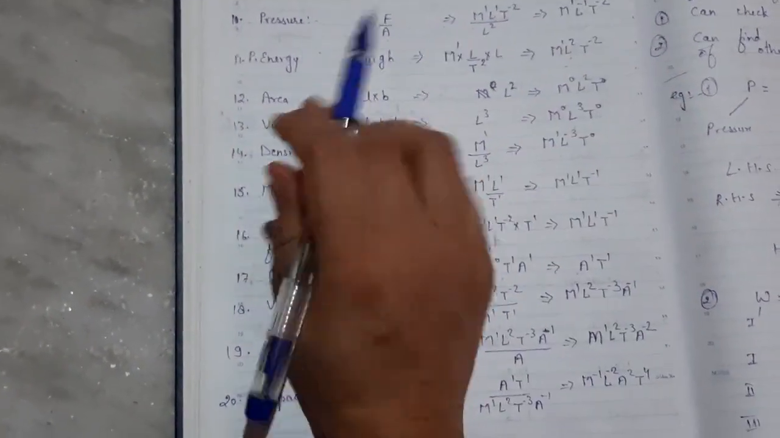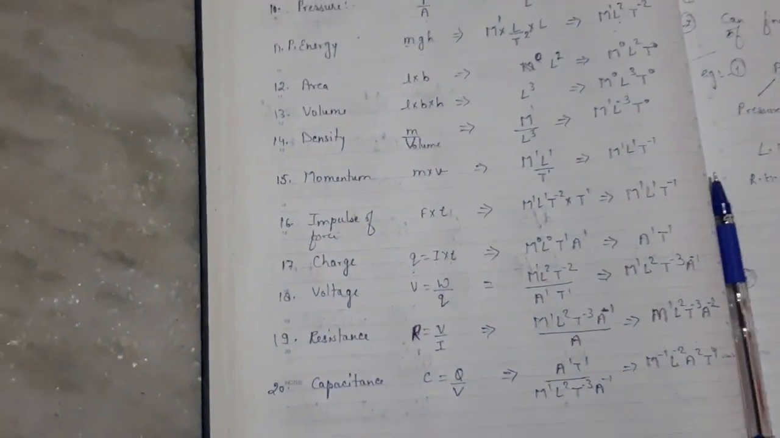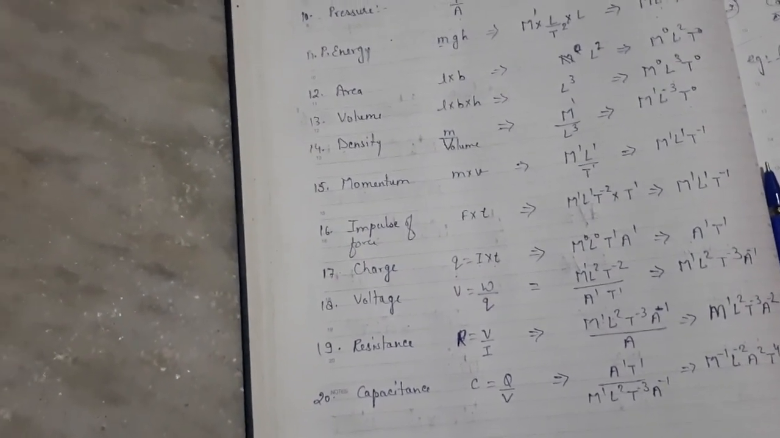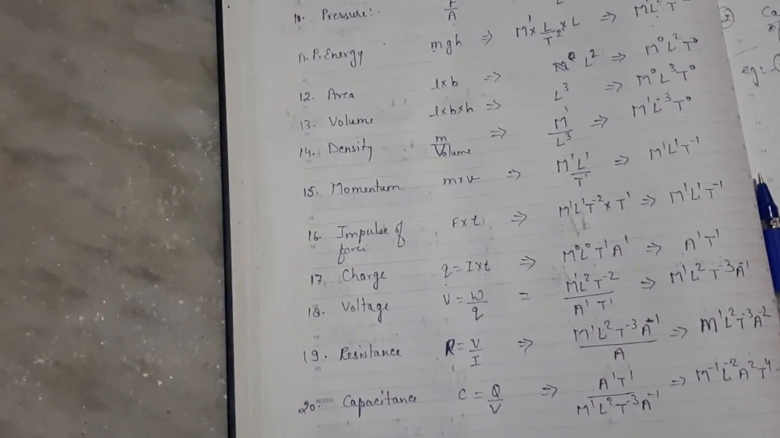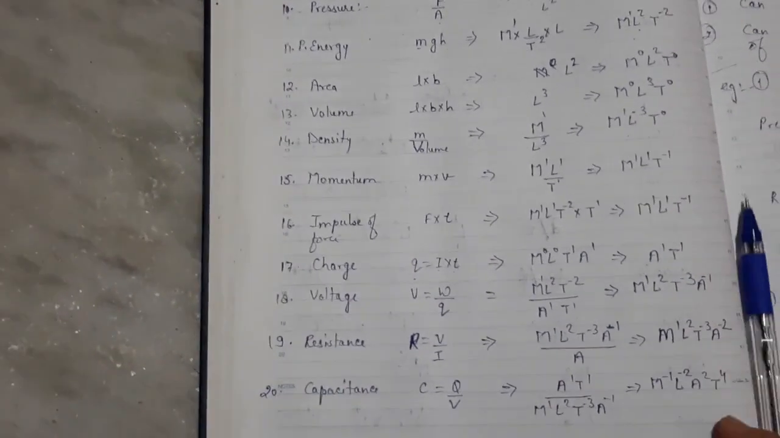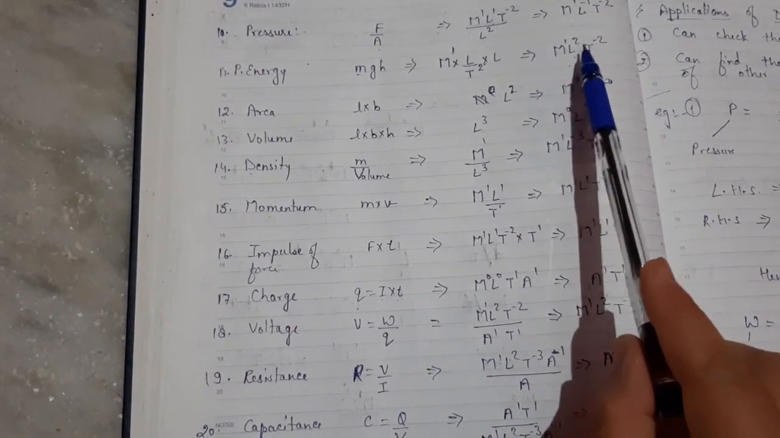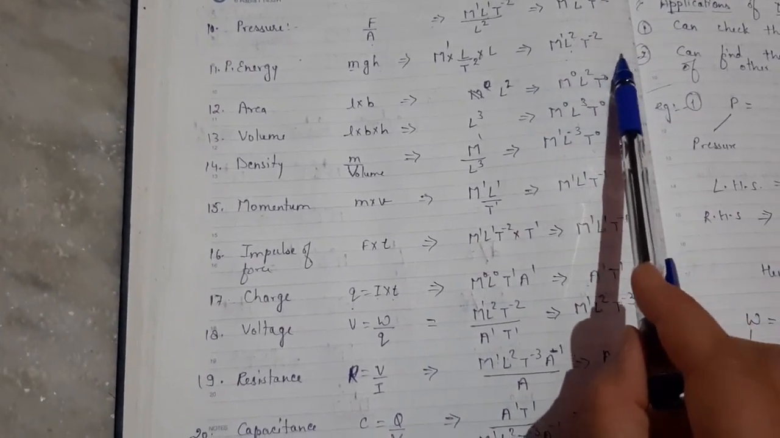Work and energy both have the same dimension. We know there are different kinds of energy: kinetic energy, potential energy, surface energy. All these energies have the same dimensional formula, that is M raised to power 1, L raised to power 2 and T raised to power minus 2.